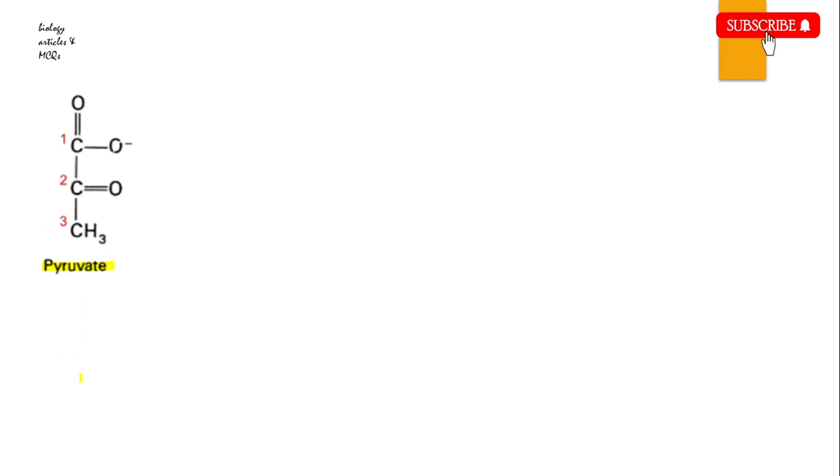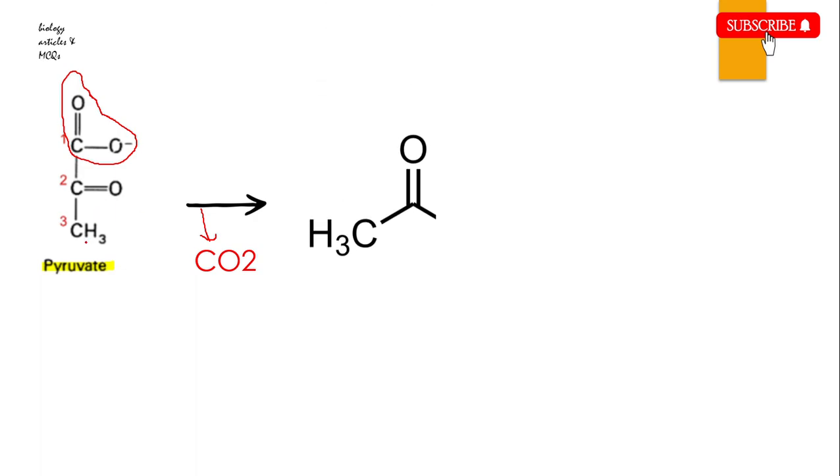First of all, there is a pyruvate molecule, and the pyruvate molecule will lose its carbon dioxide. Here you can see that there is one carbon and two oxygen. First of all, the pyruvate will lose its carbon dioxide and will change into this compound. Here you can see that one CH3 and a C double bond O is present.